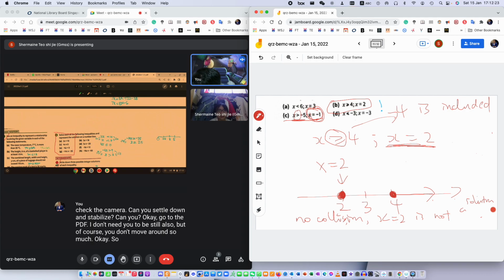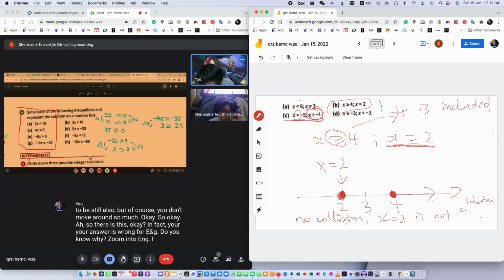Okay, so there is this. In fact your answer is wrong for E and G. Do you know why? Zoom into E and G. I'll tell you why your answer for E and G is wrong. Do you know why or not?